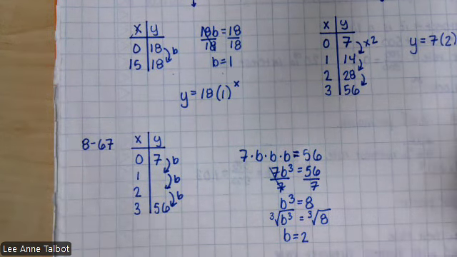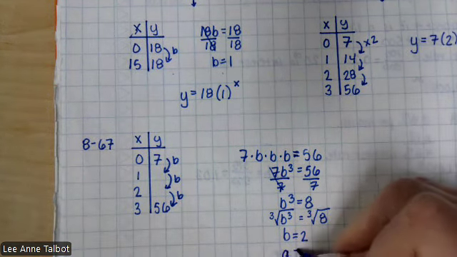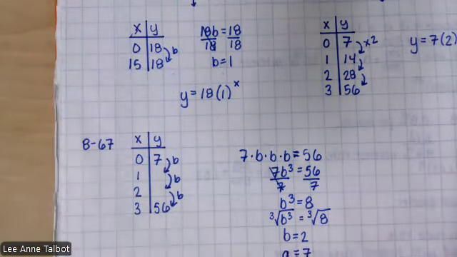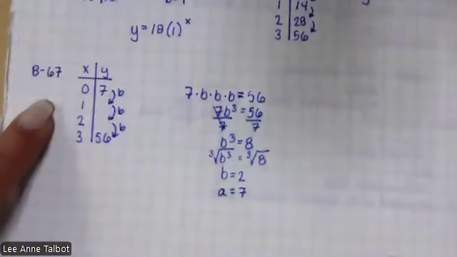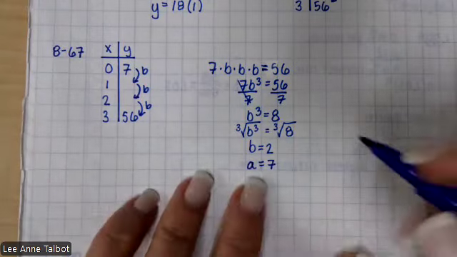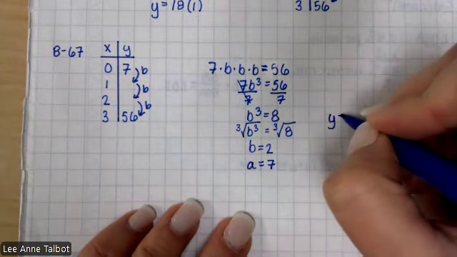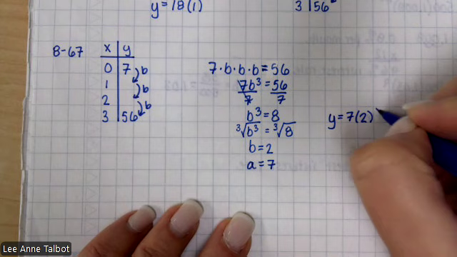Okay. And in this problem, A is 7. You get that from the 0, so the y-intercept. Y equals 7 times 2 to the x.